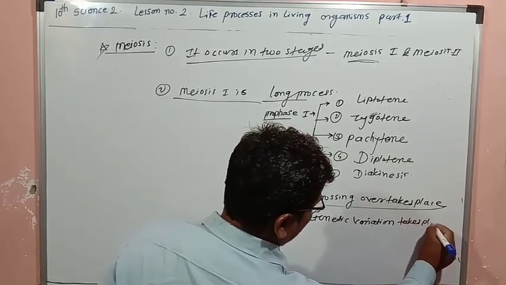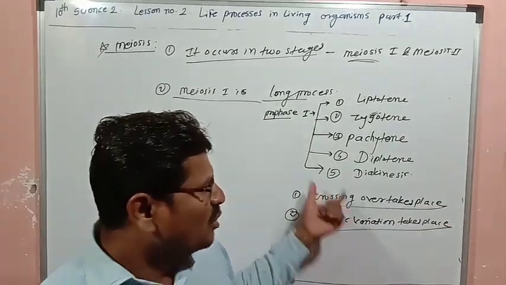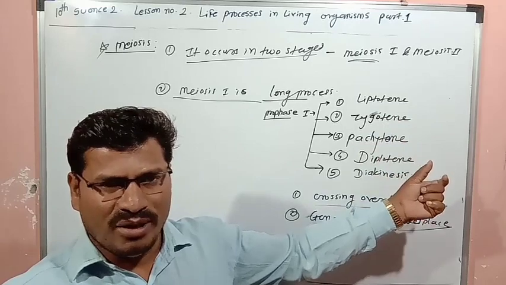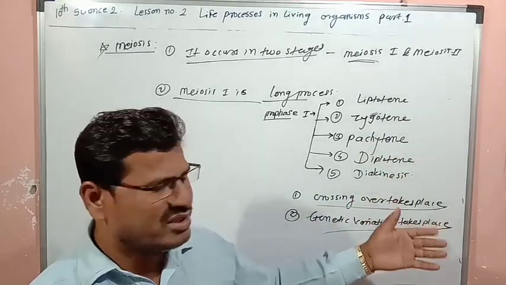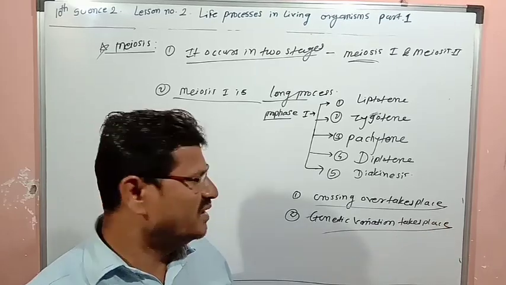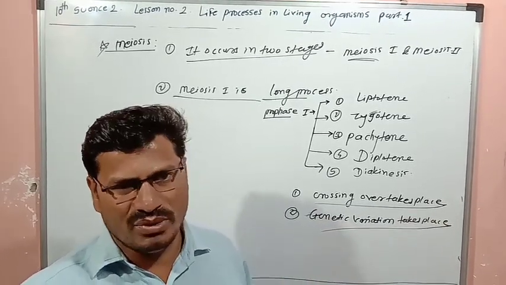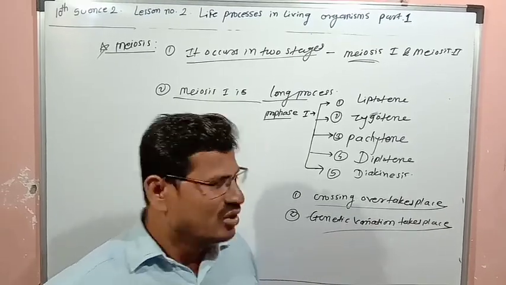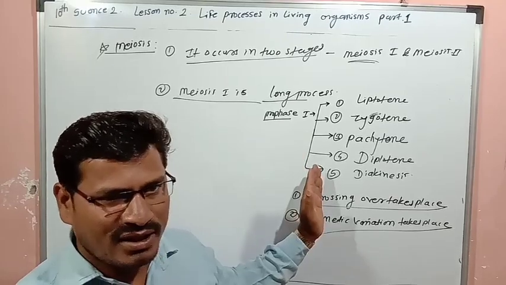Genetic variation means whatever gametes or germ cells are produced, these have different genetic recombination. The genetic combination is different. So we are going to learn meiosis in detail.